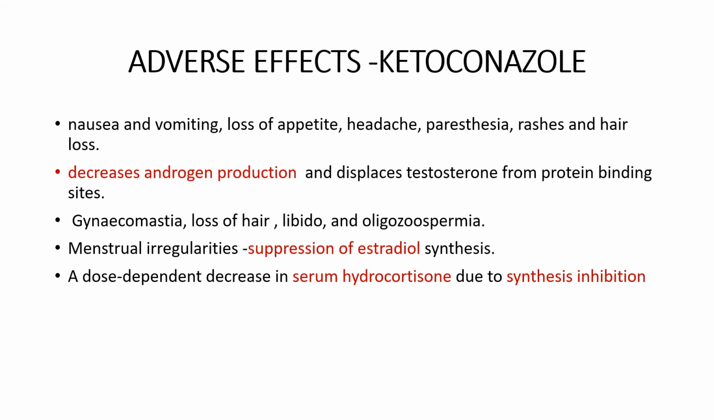Adverse effects are nausea, vomiting, loss of appetite, headache, paresthesia, rashes, and hair loss. The unique adverse effect of ketoconazole, which you should remember, is that it decreases androgen production from the testes and displaces testosterone from the protein binding sites. Because of this, it can cause gynecomastia, loss of hair, loss of libido and oligozoospermia in males, and it suppresses estradiol synthesis, which may lead to menstrual irregularities in females. It also decreases serum hydrocortisone by decreasing its synthesis in a dose-dependent manner.